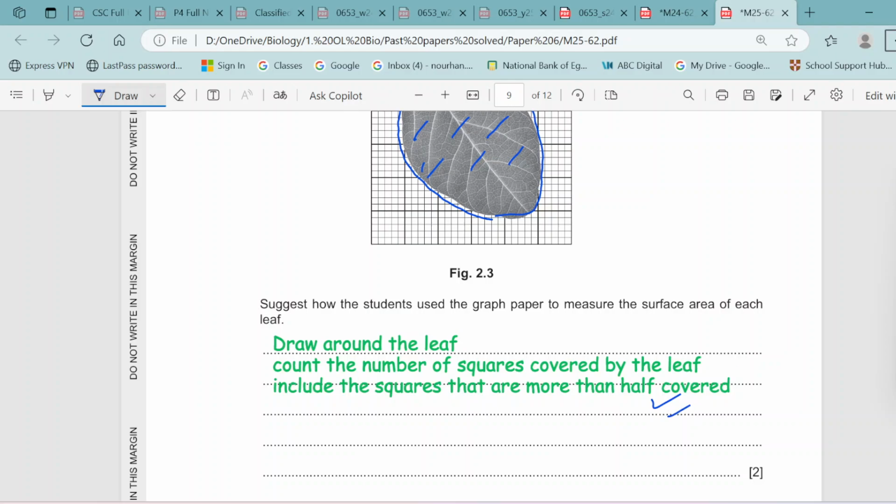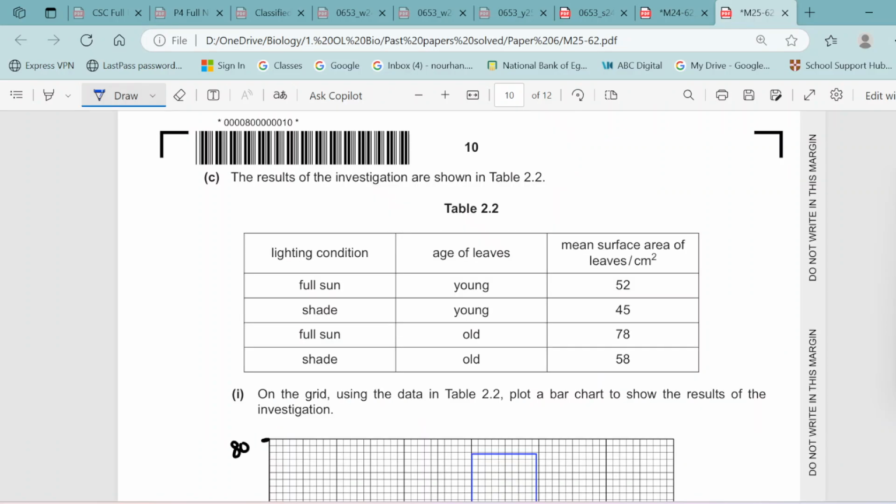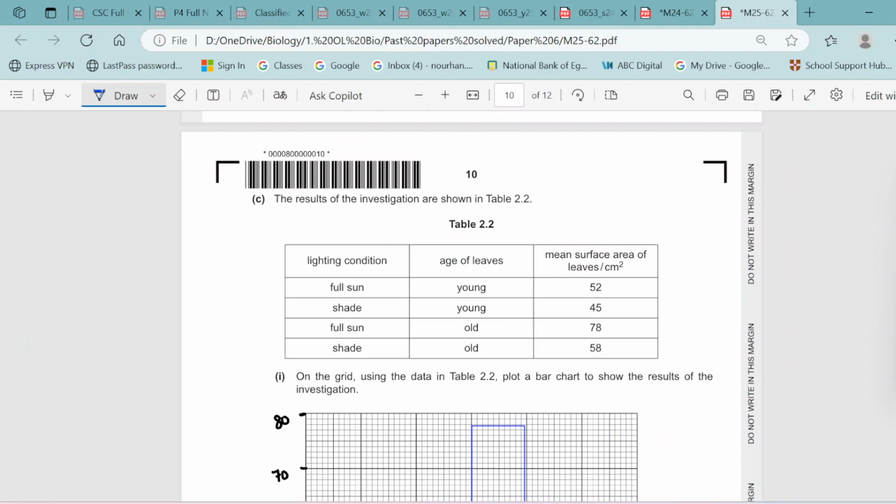Each of these points had one mark. I need two. So that makes sense. Yeah. This question had a very small trick. Not a trick, but a bit of a change.